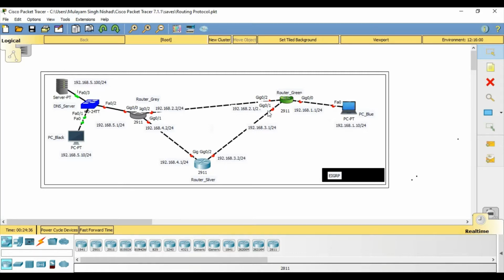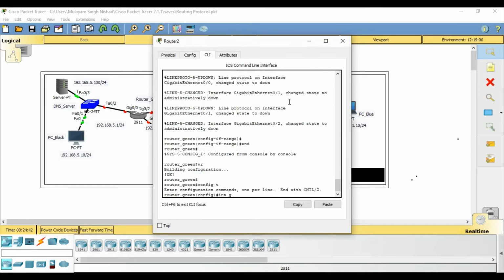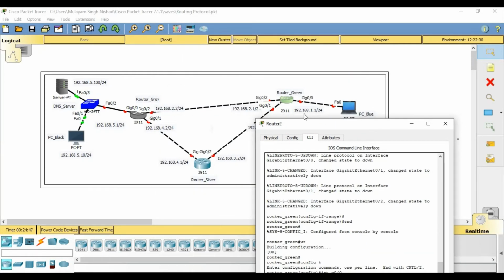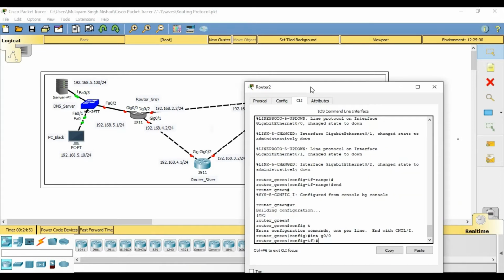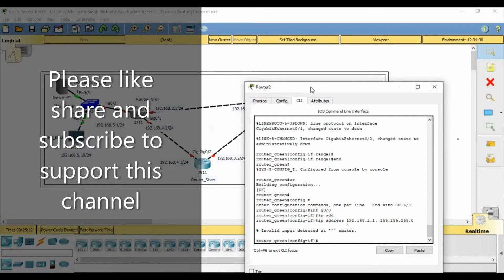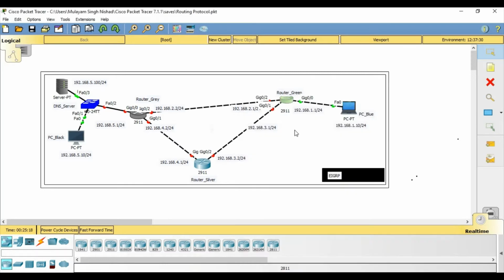So let's go on router gray and config t, interface gig 0/0, and put the IP address 192.168.1.1, no shut. Okay, so there are many interfaces and you will have to configure them one by one. So let's configure quickly and then we will go to the EIGRP protocol in detail. Stay tuned.